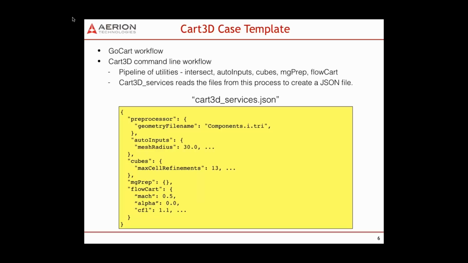Each one of those commands leaves an artifact or a file in the directory, and we have scripts which will basically scrub those files and recreate a template JSON file that I'm showing down there below after the fact, after you've gone through that process itself. So hopefully one doesn't find themselves sitting in a command line with a text editor trying to edit these files. Hopefully one uses GoCart or an automated tool like Cart 3D Services provides to generate these template files, and doesn't have to go through that process.